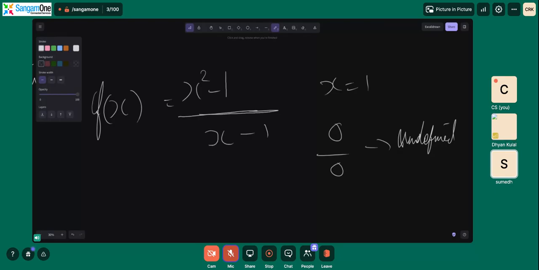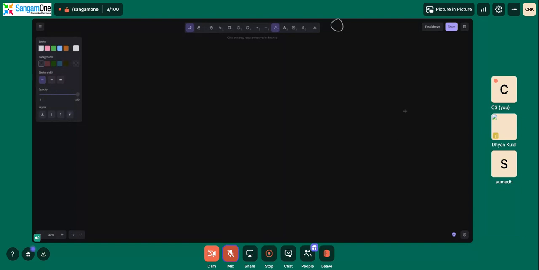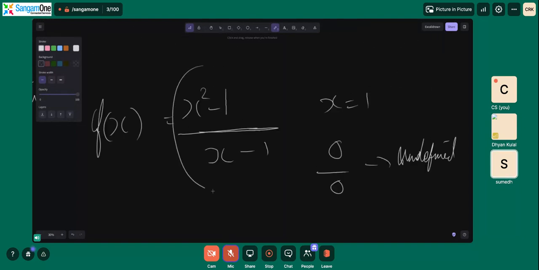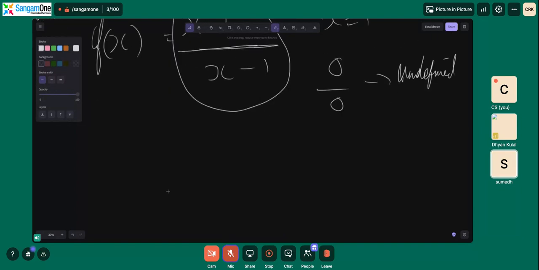You know, any number divided by 0 is like infinity. We can say it like that, right? Yeah. Now, in this scenario, if I use 0.99999, a very small number, will that also turn out to be undefined?